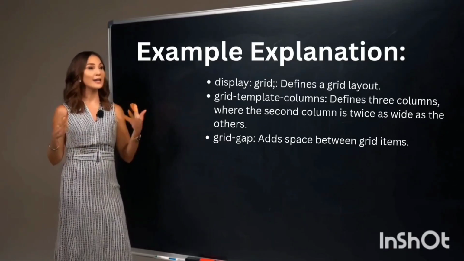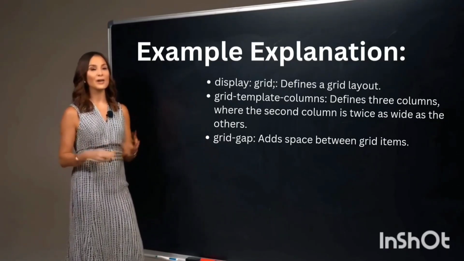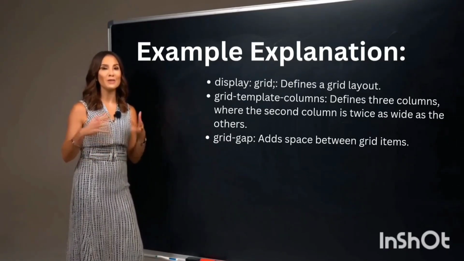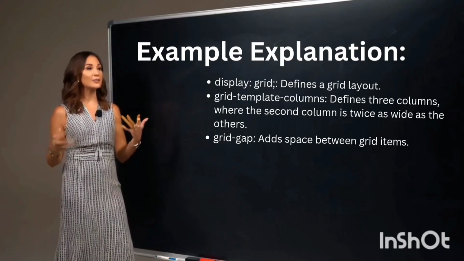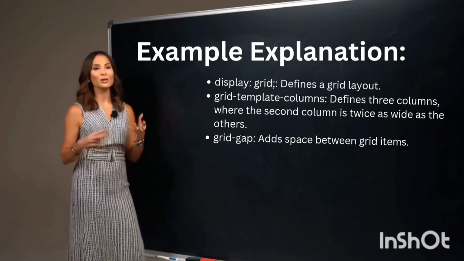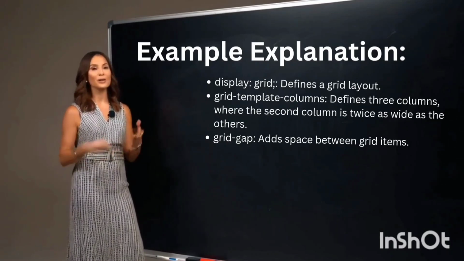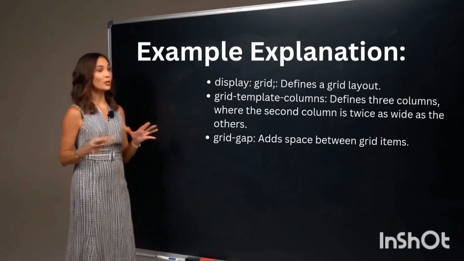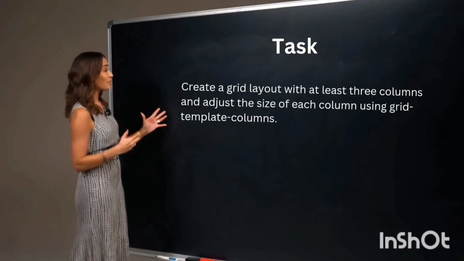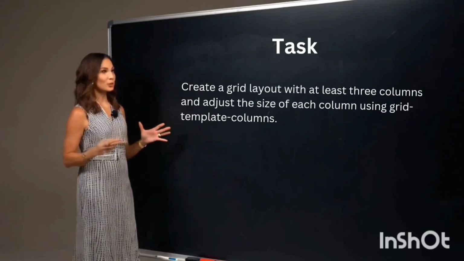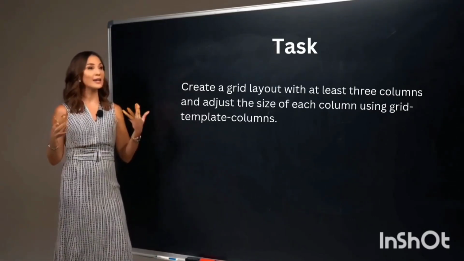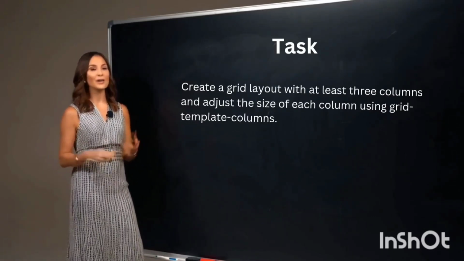Explanation. Display grid defines a grid layout. Grid template columns defines 3 columns, where the second column is twice as wide as the others. Grid gap adds space between grid items. Create a grid layout with at least 3 columns and adjust the size of each column using grid template columns.